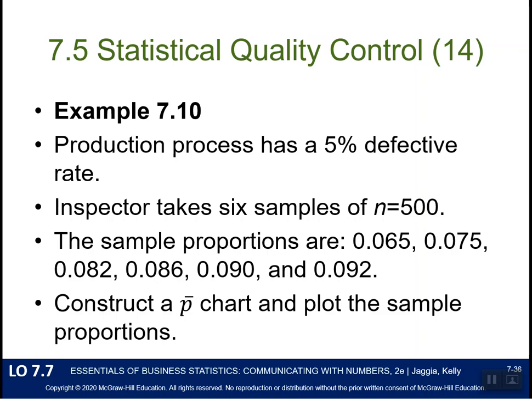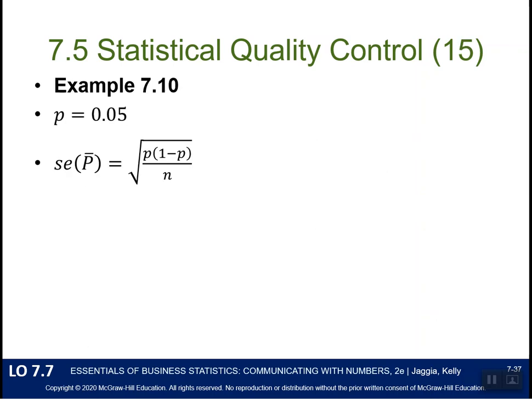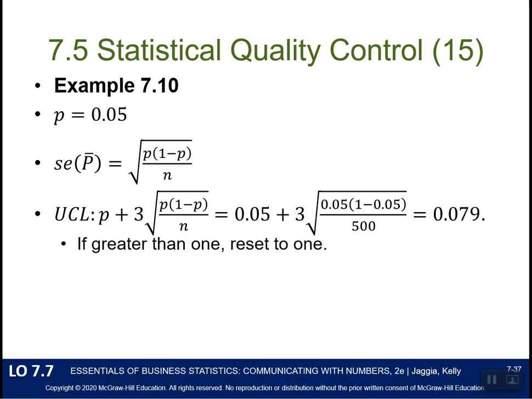And we want to construct a p-chart and plot the sample proportions. So let's look at that formula again. Remember, we're told our p is 5% or 0.05. And remember, our standard error for the sample proportion is the square root of p times 1 minus p divided by n. Okay, so if we crunch that out, remember p is 0.05, n is 500. So if we crunch that out, we get our upper limit as 0.05 plus 3 times that formula is 0.079.